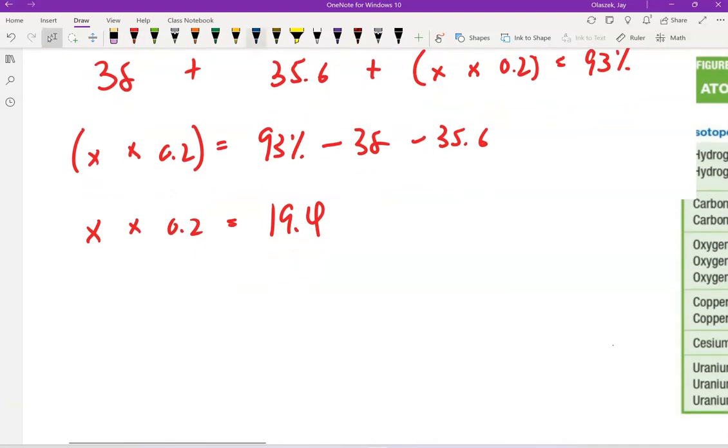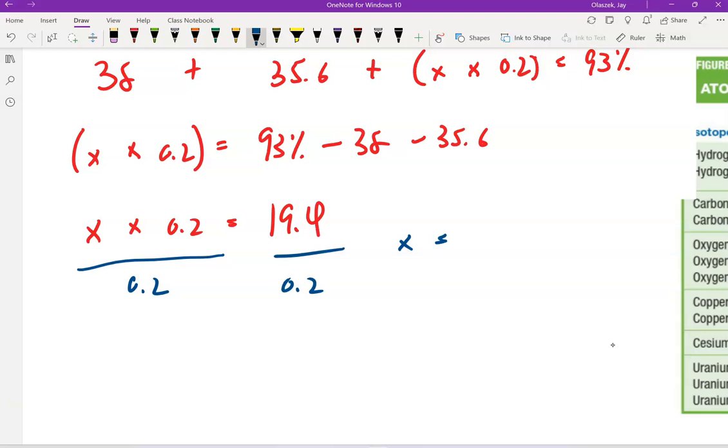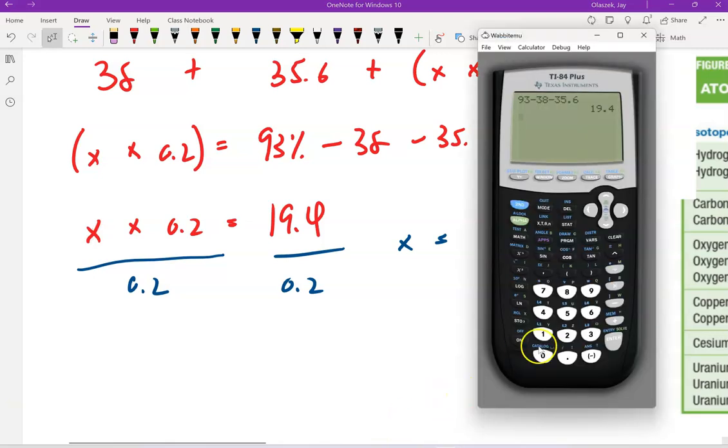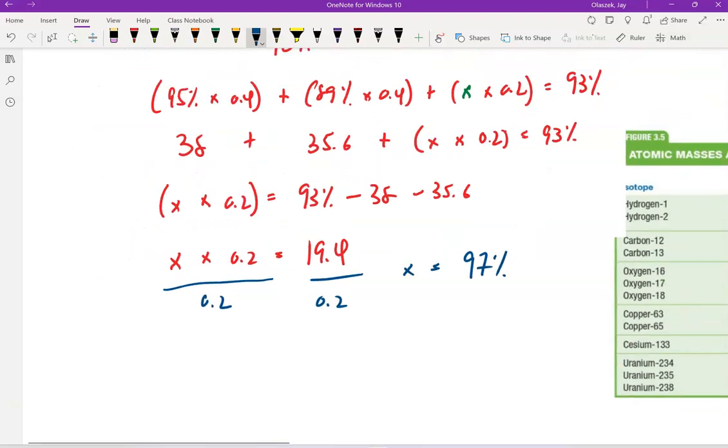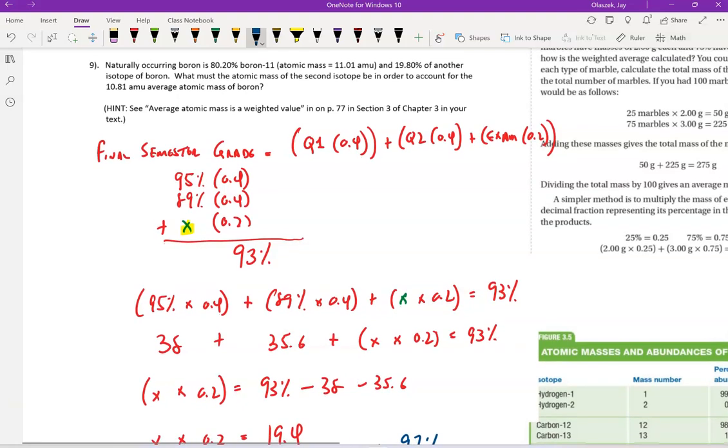Well, to get x, we're going to divide both sides by 0.2. When we do this, x is going to equal your final exam grade that's necessary to bring your average all the way to an A, or 93%. So all we have to do to solve for x, we're going to take 19.4 and divide that by 0.2. This is 97, which is what you need to earn on the final exam to maintain your A. Okay? So now that we know how to do that, let's take a look at this problem.